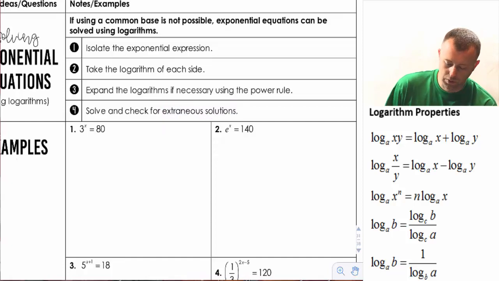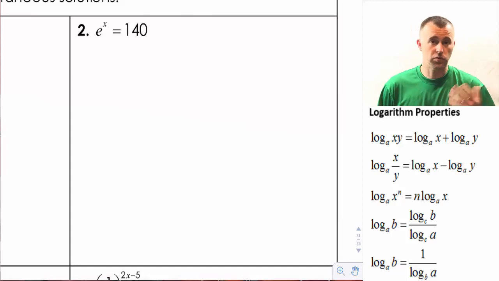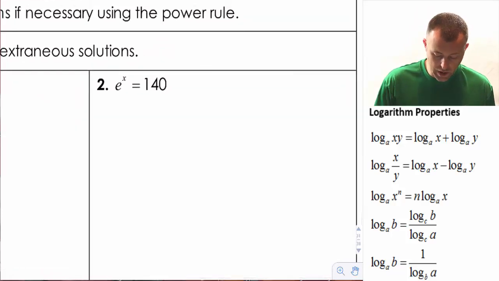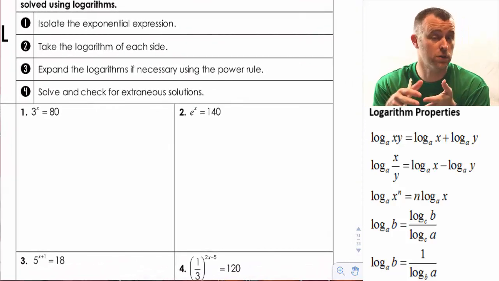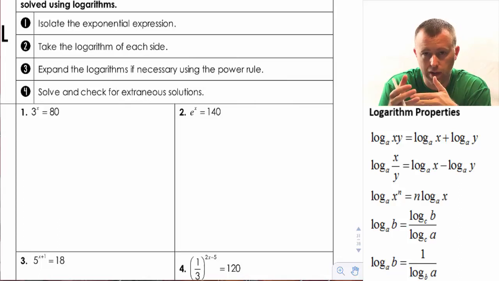So here we go. We're going to start on number 2. Number 2 has e to the x equals 140. In this scenario, we have an exponential equation. If you review when we were doing exponential equations, the goal is to get the bases equal to each other so I can use the one-to-one property. But I can't get the right-hand side to have a base of e.